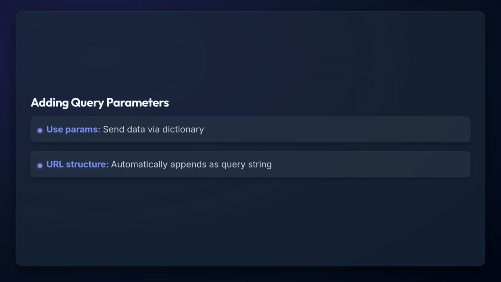Sometimes you need to send extra information to an API, like searching for a specific term. Instead of building the URL string yourself, use the params argument. You pass in a Python dictionary containing your key value pairs, and the requests library will automatically format them into the correct query string for you. It keeps your code clean and URL safe.